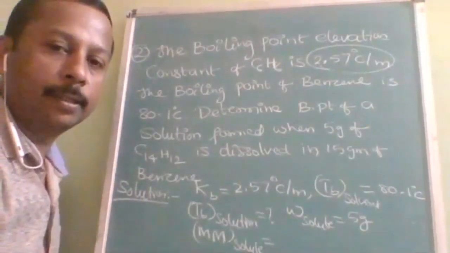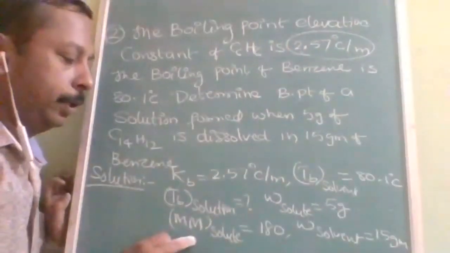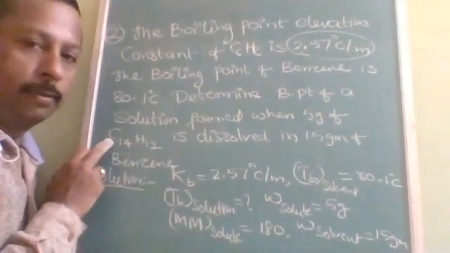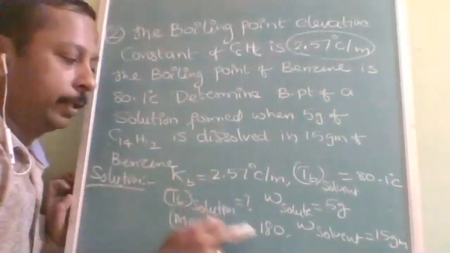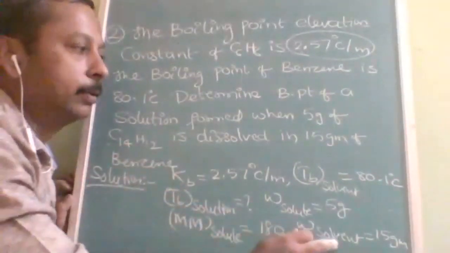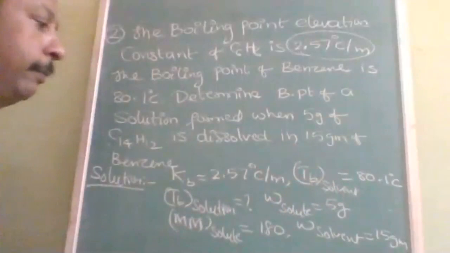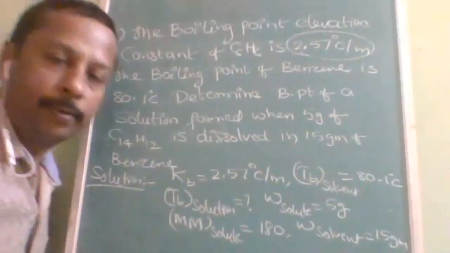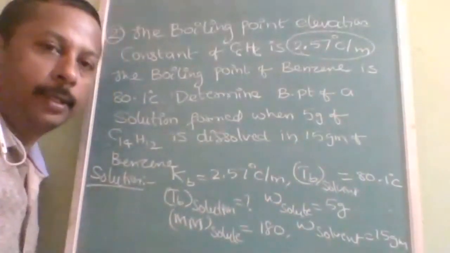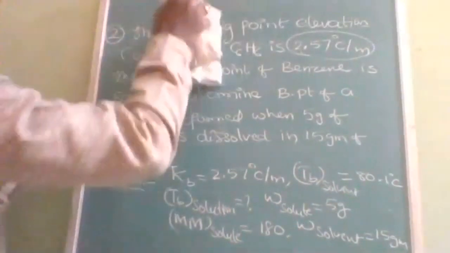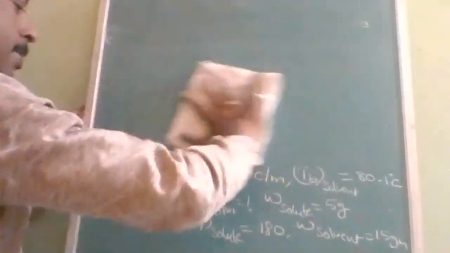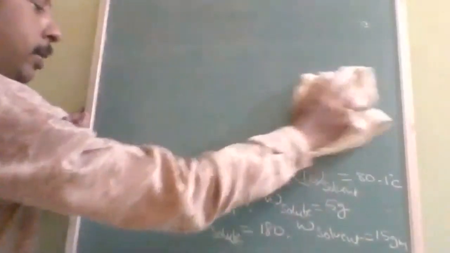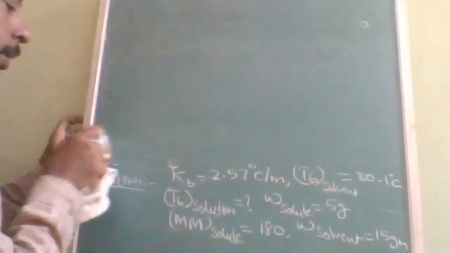Here the molecular mass is 14 into 12 plus 12, how much are we getting? 180. And the mass of solvent is given as 15 grams. So are you ready to substitute it? Okay, let's see. You substituted and got some answer. Let's see whether you are correct or not.